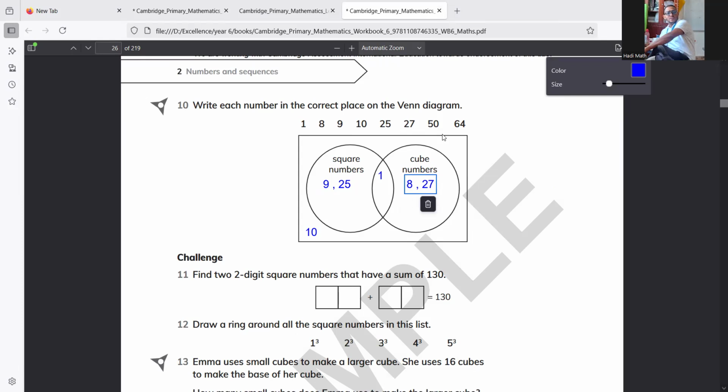Then you have got 50. 50 is not square and not cube. So you write it outside here because it's not a square and not a cube. There is no number multiplied by itself that gives us 50. So 50 is outside here. Then 64. 64 is both of them. It's a square number and it's a cube number. So you write 64 here in the middle with the 1. Okay, 64 is both of them.